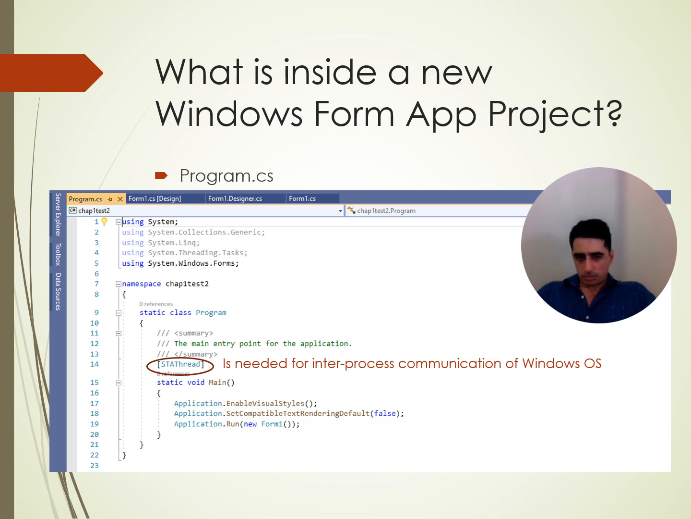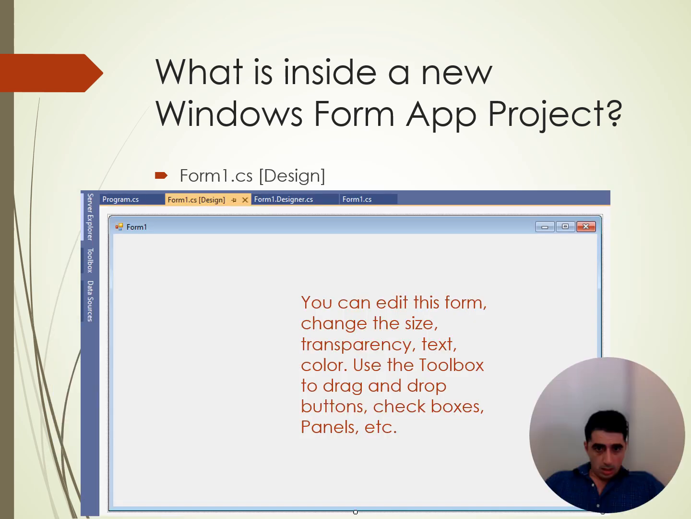that contains the main function or the main method, and it has a few other things like this is the thread, which is needed for inter-process communication of Windows operating system. You should not touch any part of your program class. It's better not to touch it. I mean, you can touch it, but it's better not to touch it. You can keep it in the same way that appears in the template.